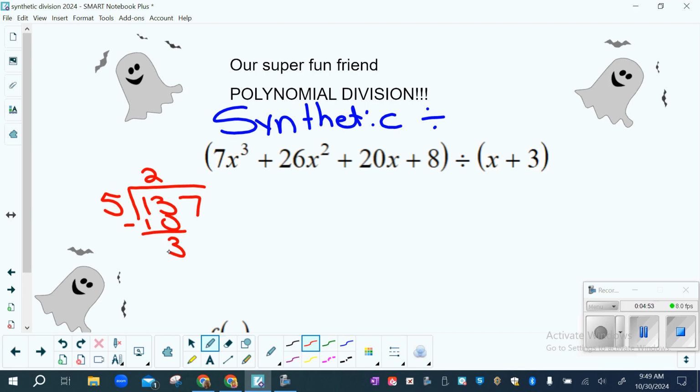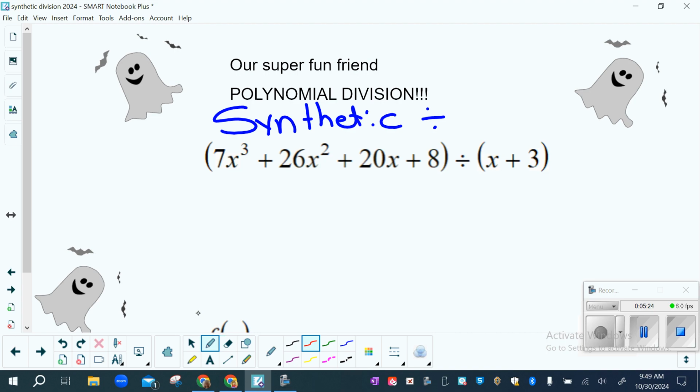Right? And then you went 5 times 3. Then you brought down your 7. And then you went 5 into there and you said, oh, that goes in there 5 times or 7 times. I can do math. And you did that. And then you subtracted. Had a lot of adding and multiplying and subtracting. So what we're going to do with synthetic division is get rid of all of the subtraction.